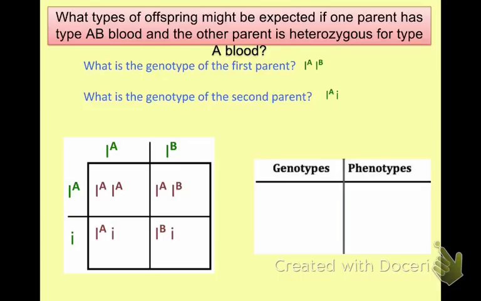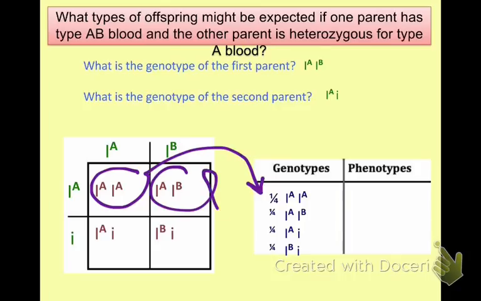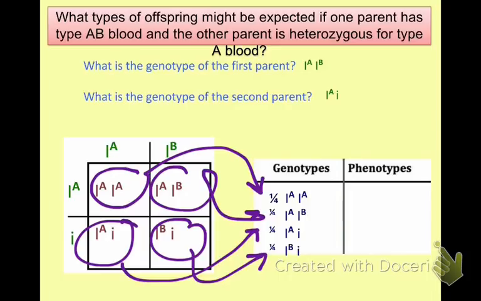So we can list our genotypes, right? 1 out of 4 is AA. 1 out of 4 is AB. 1 out of 4 is AO. And 1 out of 4 is BO. You guys see where we get that from each of the boxes? Okay. Right? So this is that one. This is that one. That makes sense to everyone? All right.